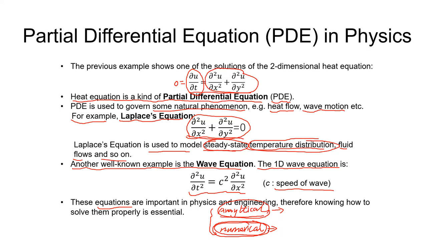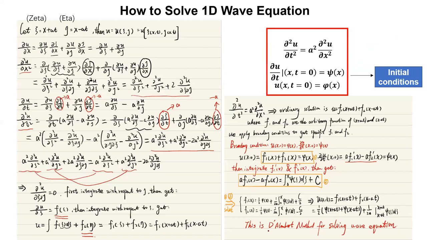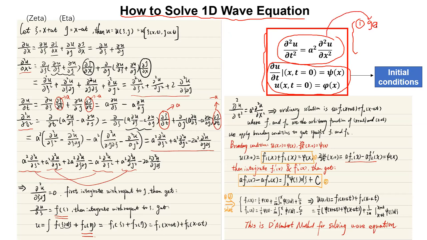Just a reminder, these are the details of the analytical solution of the 1D wave equation. These are the conditions of this equation. Here, I circled it, is the initial condition. And the procedure of solving this with the analytical approach is to first get the general solution from this equation.